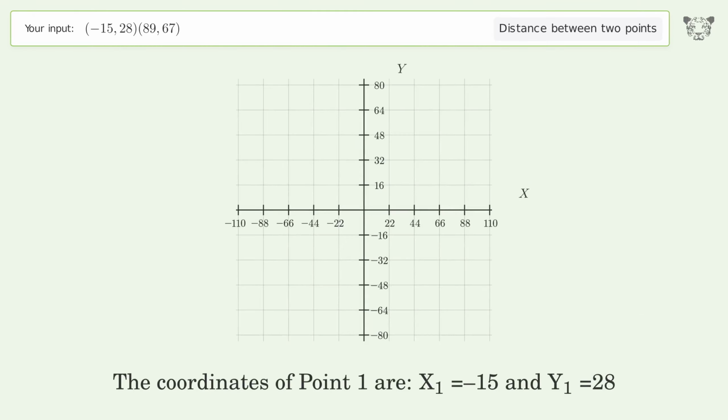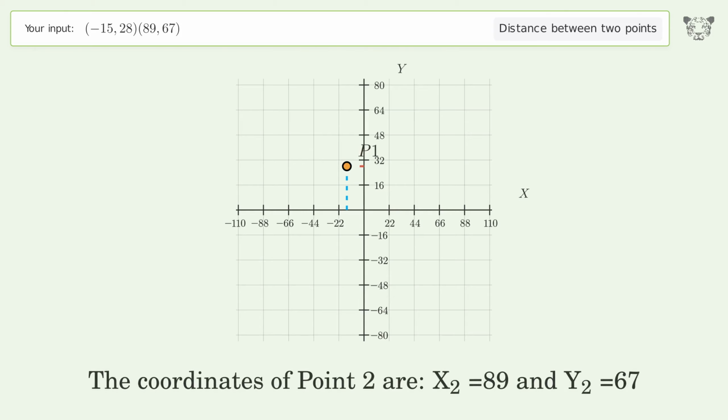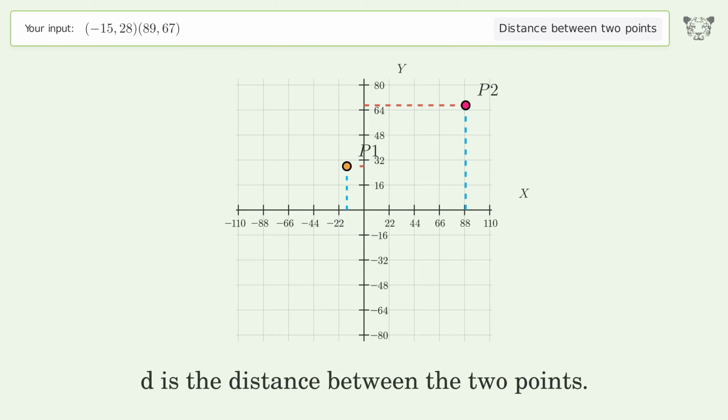The coordinates of point 1 are, x1 equals -15 and y1 equals 28. The coordinates of point 2 are, x2 equals 89 and y2 equals 67. D is the distance between the 2 points.